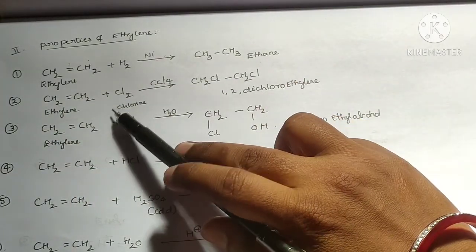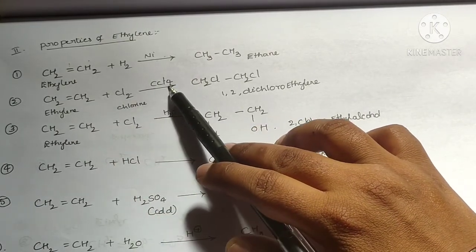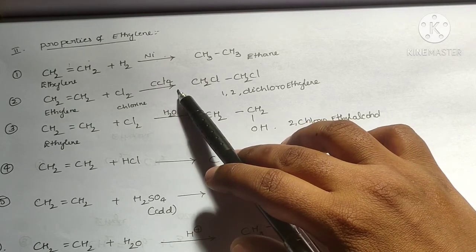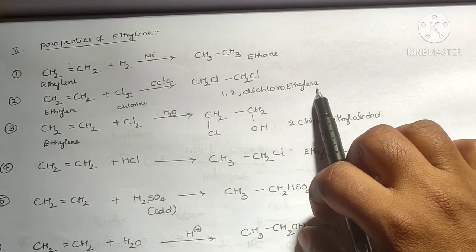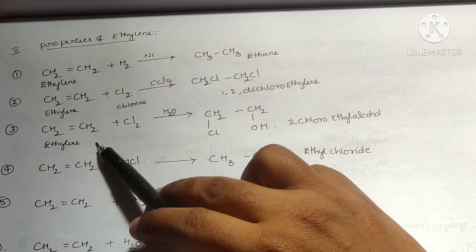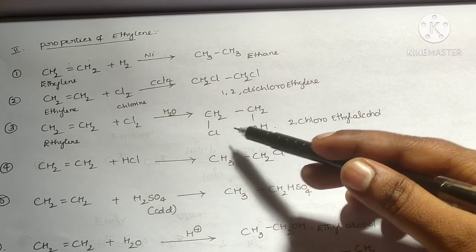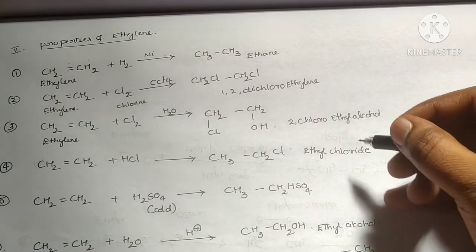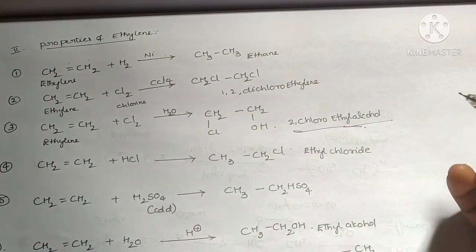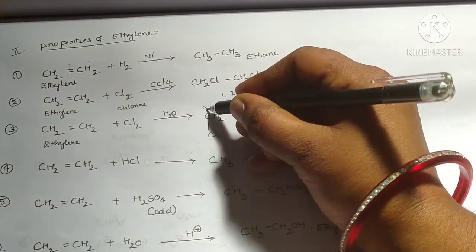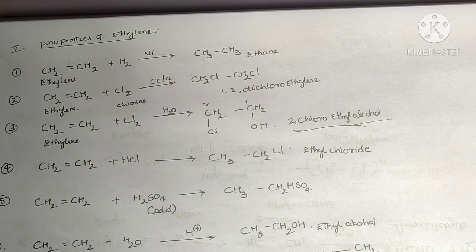And the next property: we take ethylene and then add chlorine in the presence of carbon tetrachloride. It produces 1,2-dichloroethane. And the next property is ethylene plus chlorine and H2O. It produces 2-chloroethyl alcohol. In the second carbon atom a chlorine atom is added, so the prefix is 2-chloroethyl alcohol.